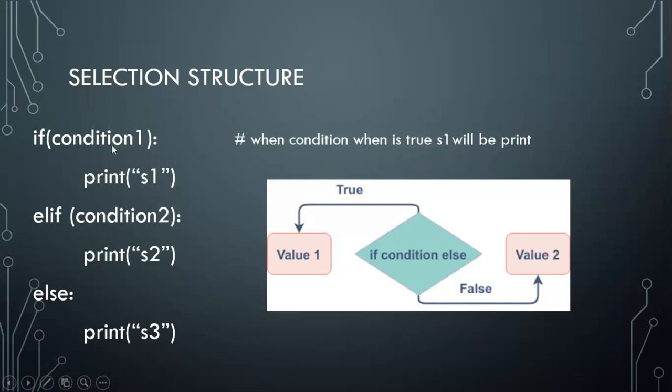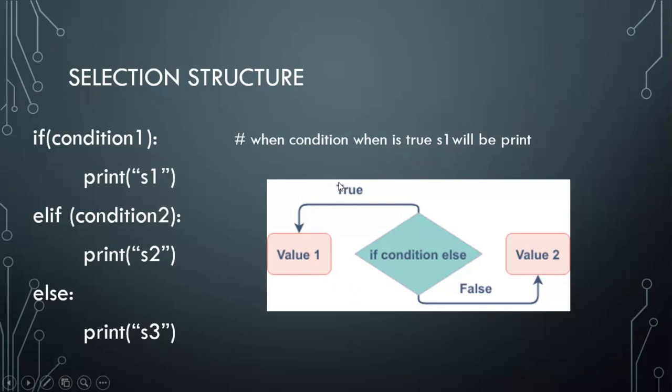if the condition 1 is true, then print s1 will be printed. Then it will check for elif statement, mean the second condition 2 will be checked. If condition 2 is true, then s2 will be printed on the screen. If both conditions are false, then else part is executed, which will print s3 on the screen.